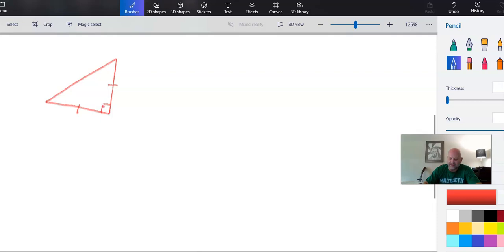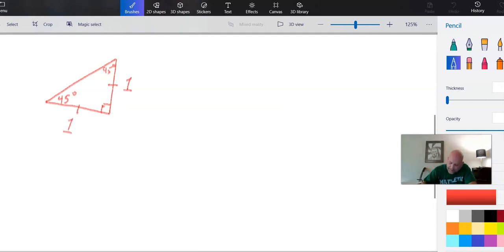Since this is isosceles, that means the base angles are the same. So since everything has to add up to 180, these 2 angles are the same and they add up to 90. So that means each of them is 45 degrees. Right? And it's kind of interesting. When you take this 45 degree angle, let's go ahead and give these sides some length. Since they have to be the same length, I'm just going to call both of their lengths 1.